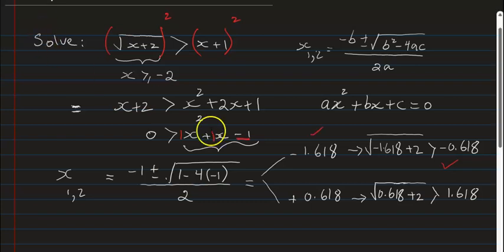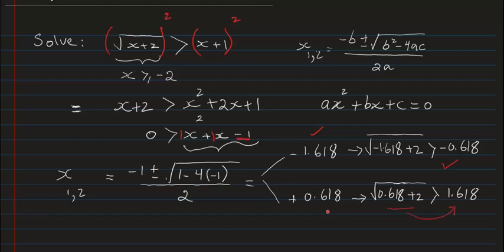The next one we're going to try is 0.618, which is the second solution we got. We plug that in. When you do the math, you actually get this value equal to that value. But remember, this inequality is strictly greater than, so that means we cannot include that in our final answer.